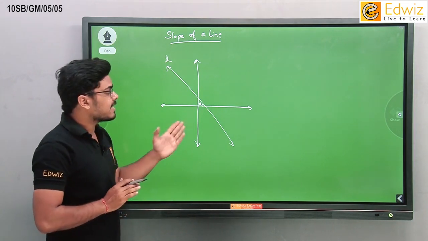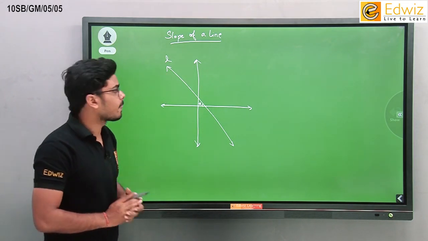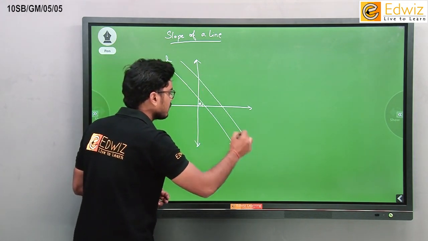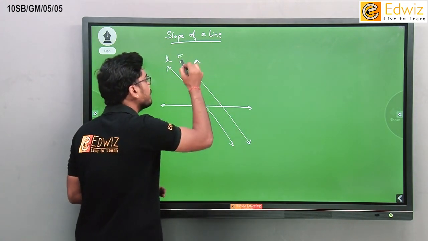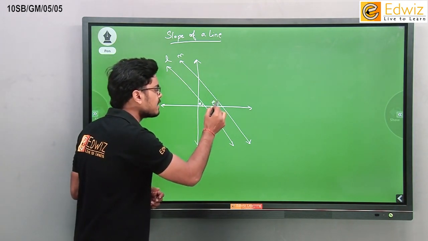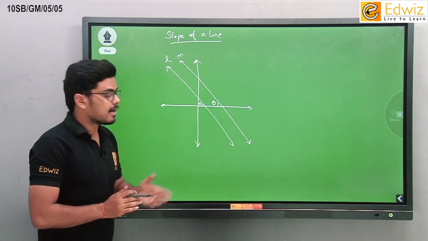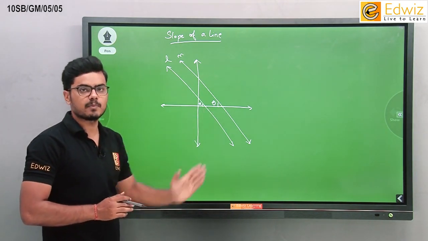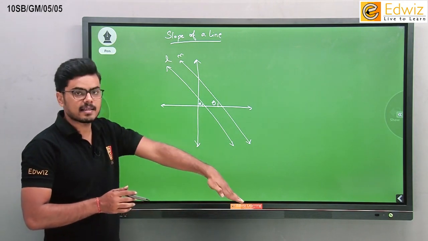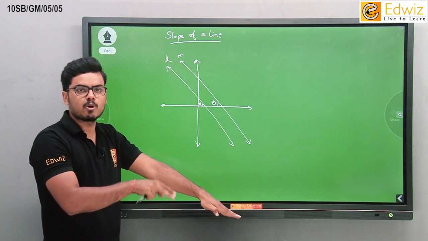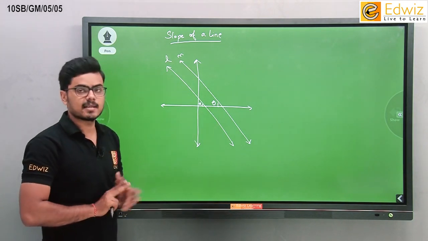Okay, but if I take a line parallel to this, if I draw exactly a parallel line, line M, it will make the same angle theta with the x-axis, isn't it? If it is parallel, then obviously its slope will be exactly the same. If a surface is inclined like this and another surface parallel to it is inclined the same way, both are at the same slope, correct? So that is the concept here.